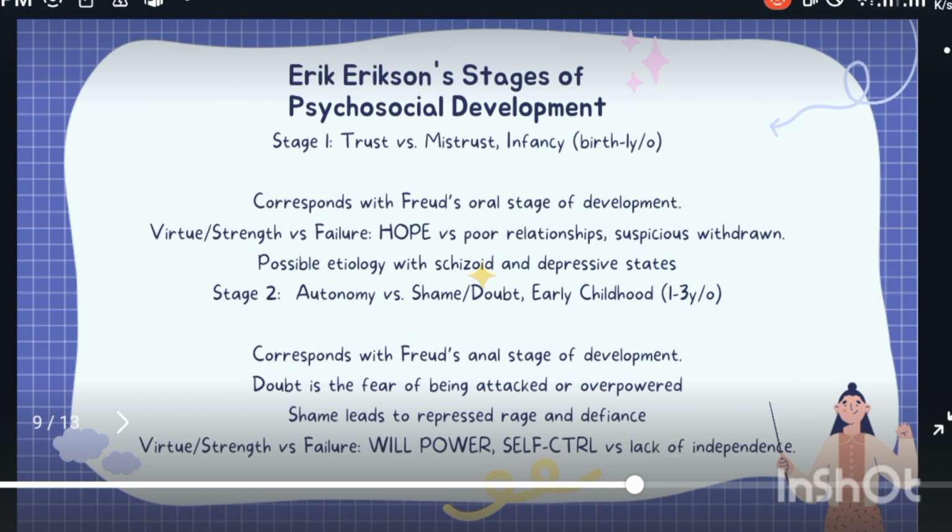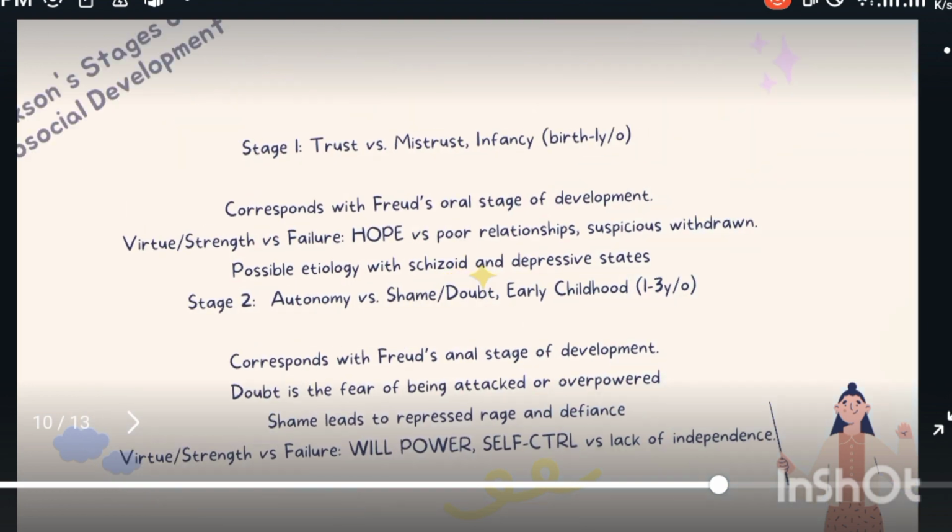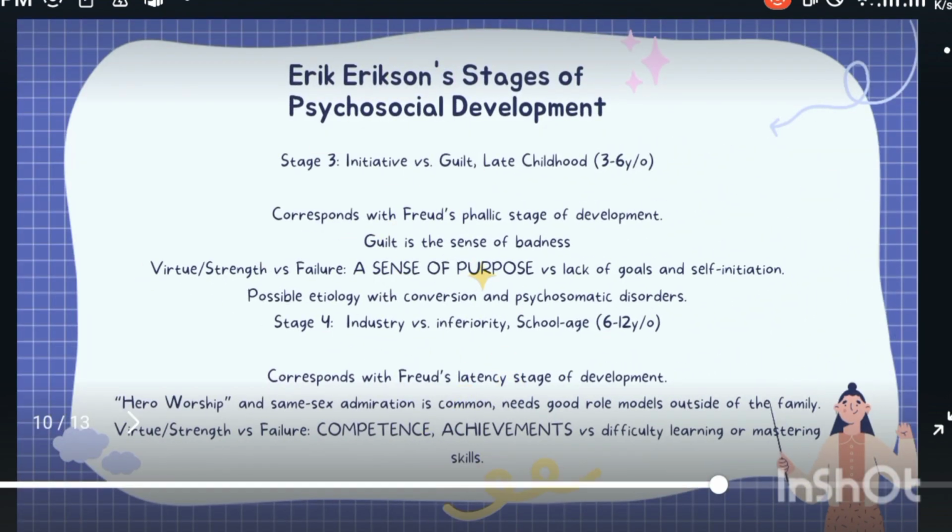Then we have autonomy versus shame. It is the fear of attack or being overpowered. Shame leads to repressed rage and defiance. When we do something and we feel very ashamed, we become doubtful and we do not do something. So let's move forward. And at this stage, there is a sense of purpose versus lack of goals and self-initiative. In this age, we have some disorders, and we do not initiate things.